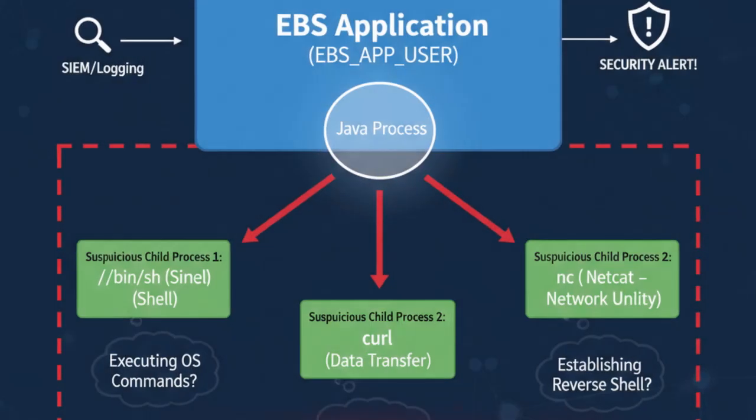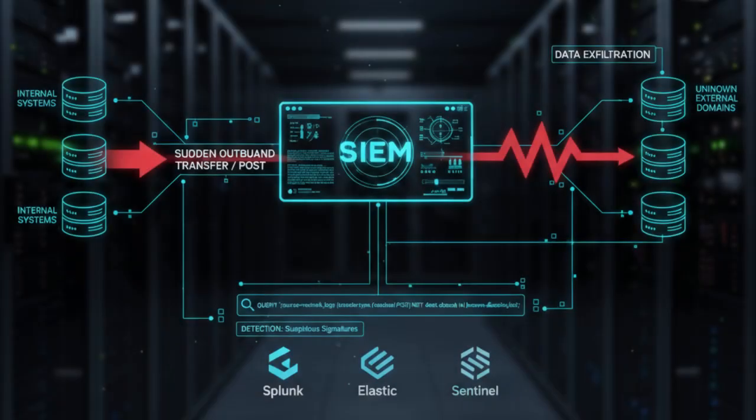On the affected host or on the suspected host, check for child processes spawned by the EBS app user, like Java processes launching a bash shell, curl, or netcat. Any of those could indicate successful code execution. Now, if you want to check network traffic, look for sudden outbound transfers or posts to unknown domains. That's often data exfiltration. And if you're running a SIEM like Splunk, Elastic, or Sentinel, you can easily write queries to look for those signatures.